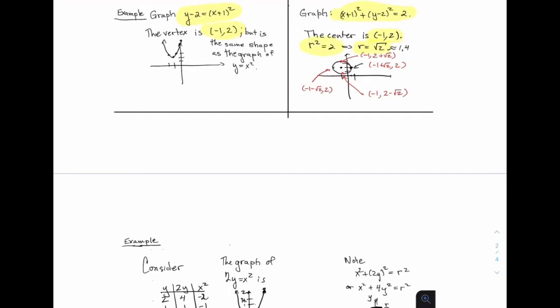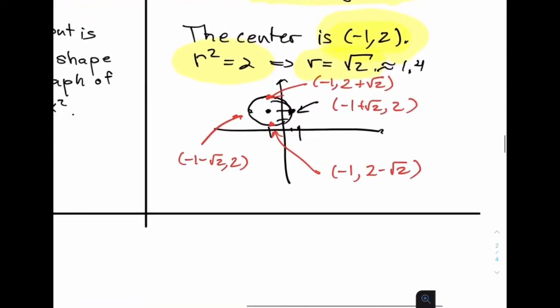So when we graph this, we shift the center of the standard circle, which was at 0, 0, over to the left one and up 2, so that the center is now at -1, 2. We can identify 4 points of the circle.